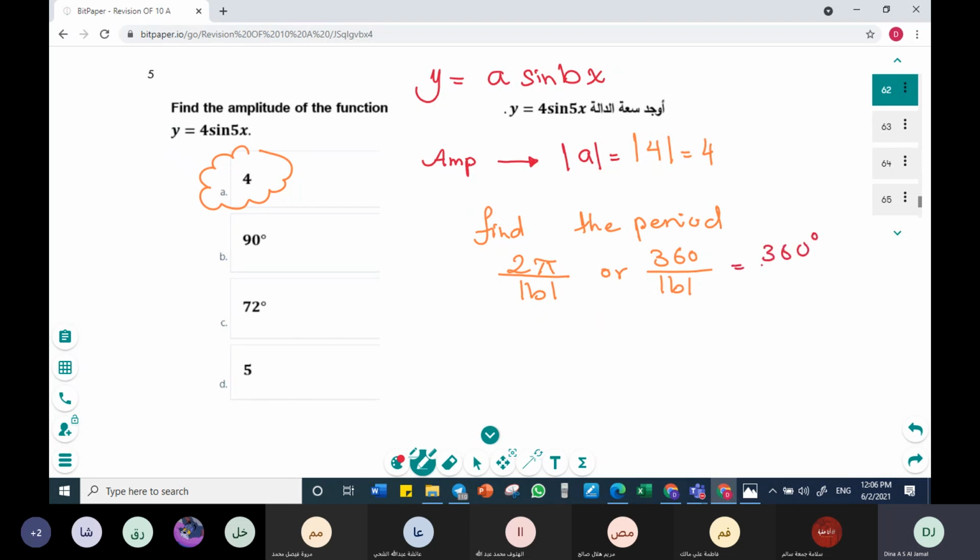360 degrees over B. What is your B? 5. Absolute value. Now divide. 72. So he is trying to confuse you, ladies. He is giving you the period here. So pay attention. Here, this is the value of B. Here, it is the value of the period. Here, it is nonsense, like he is just giving you the 90 just to confuse you. Okay, ladies? Now let's go to the other question.